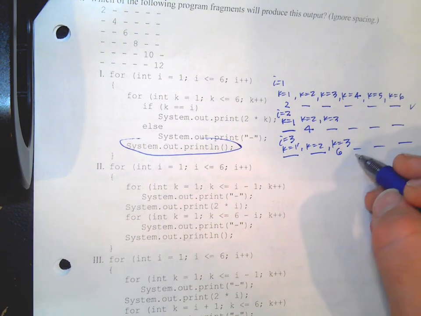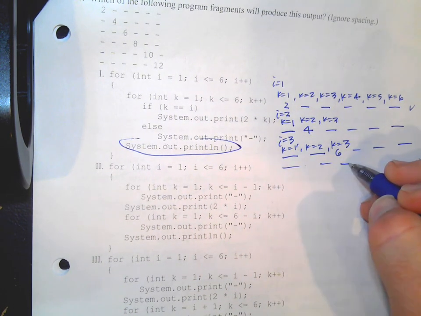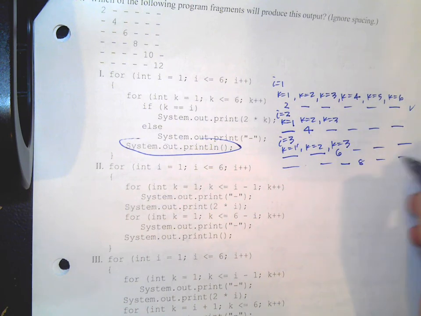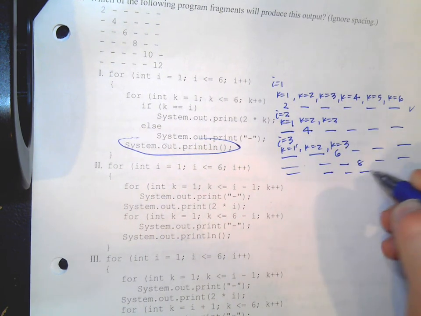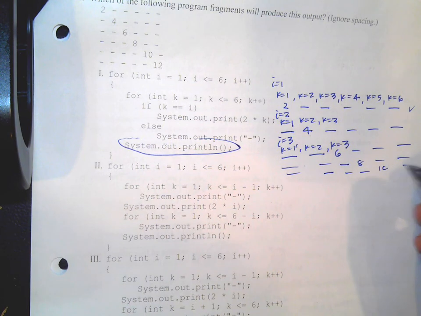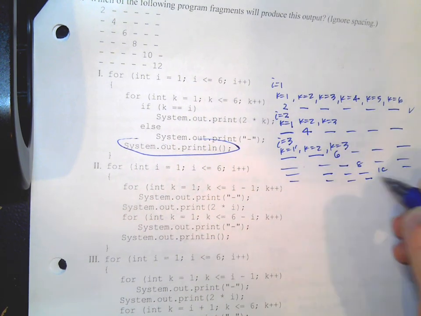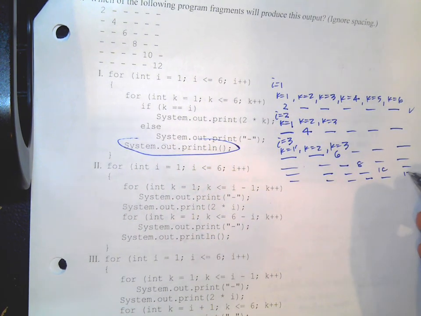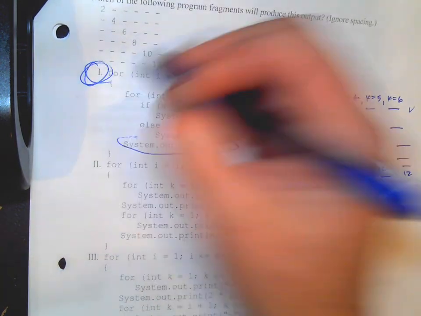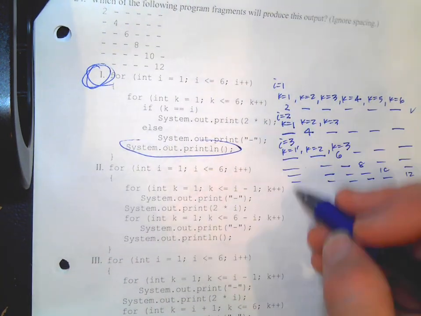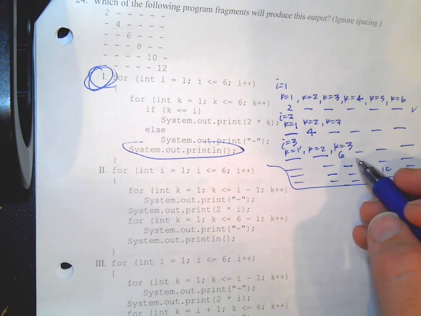I mean, because we're going to keep going. Dash, dash, dash. 2 times 4 is 8. Dash, dash. And then dash, dash, dash, dash. And 2 times 5 is 10. Dash. And then dash, dash, dash, dash, dash. So I think this one's good. But there might be multiple ones that work.